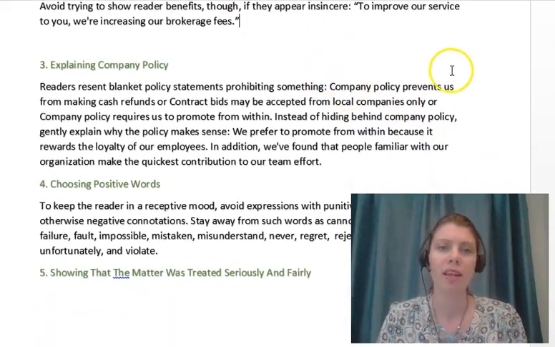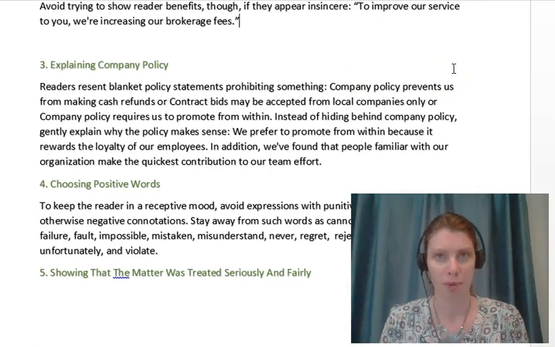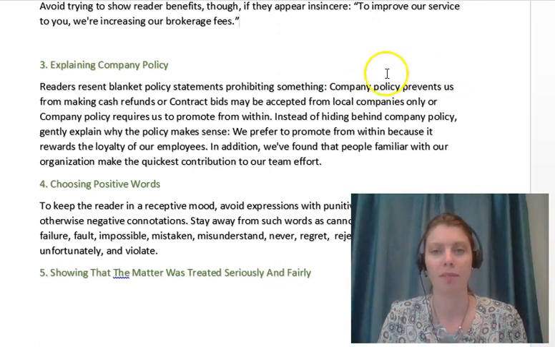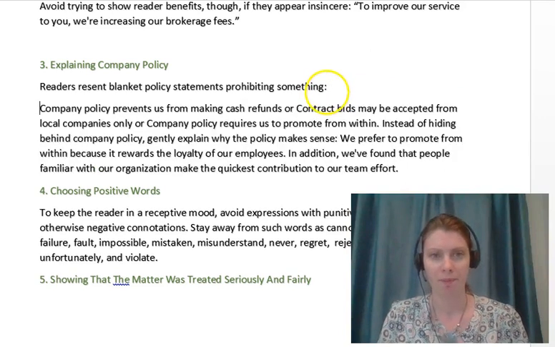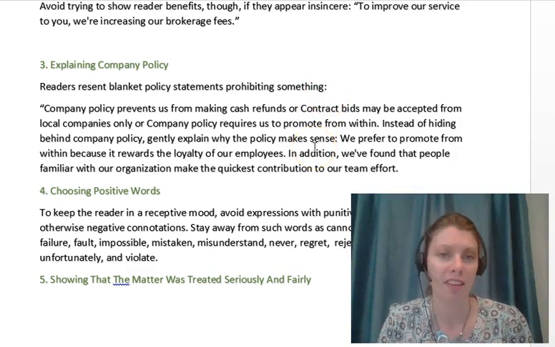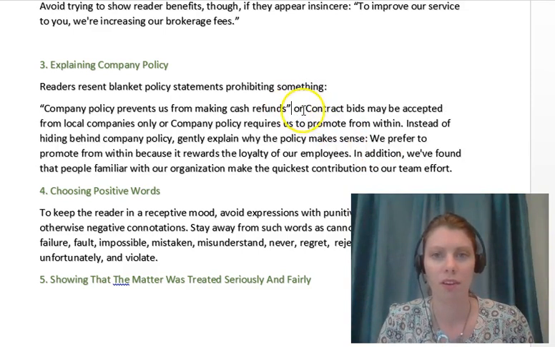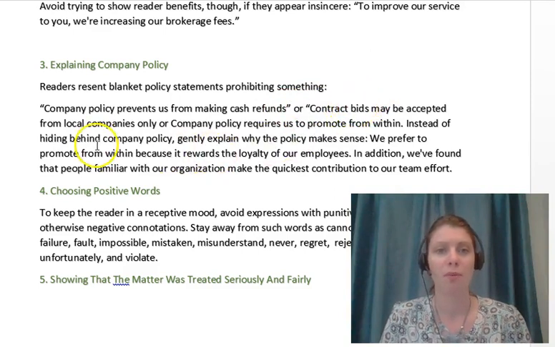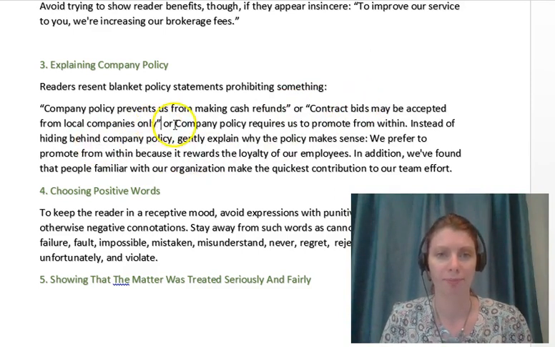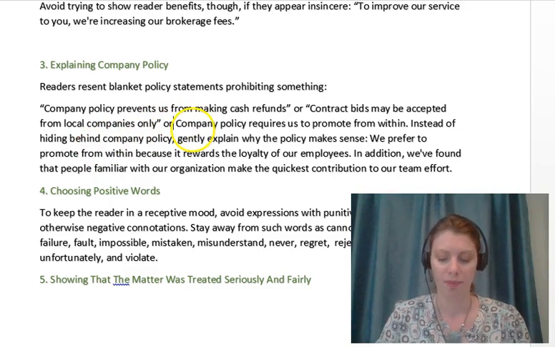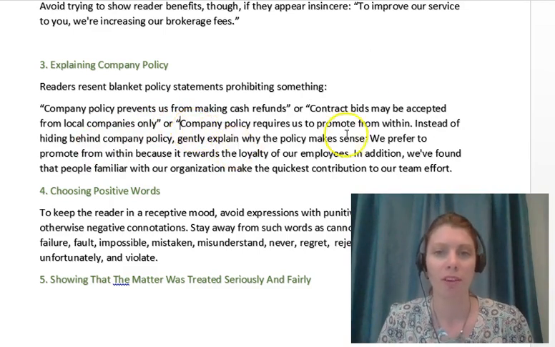All right, you can explain the company policy. So readers resent blanket policy statements that prohibit something. For example, company policy prevents us from making cash refunds, or contract bids may be accepted from local companies only. Or even something like, company policy requires us to promote from within.